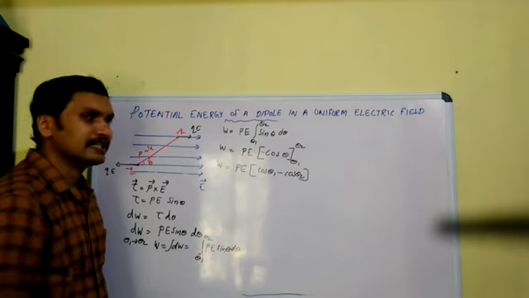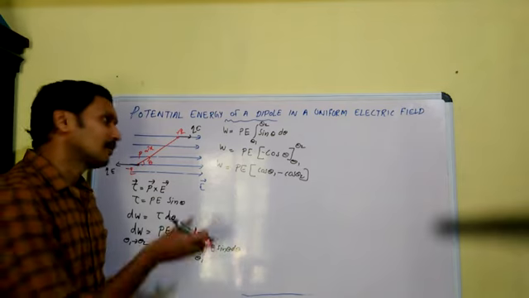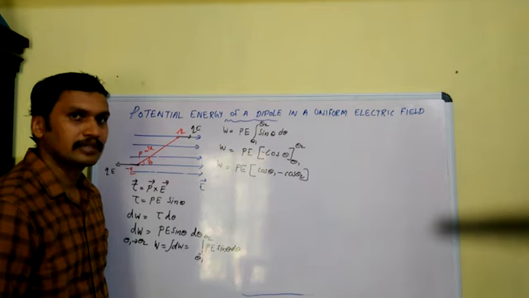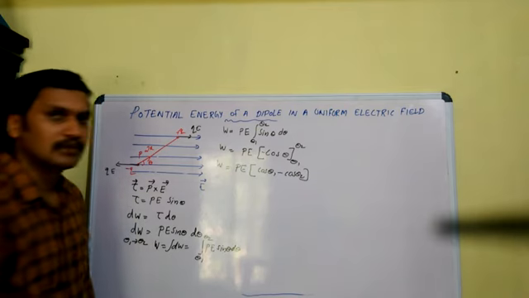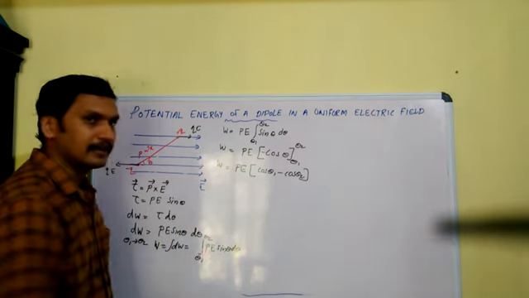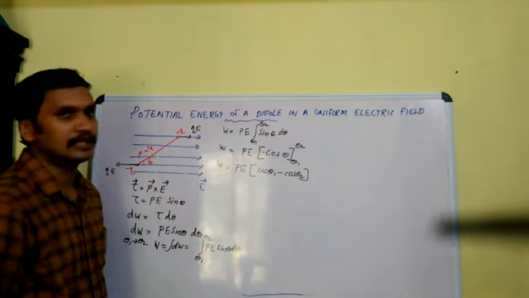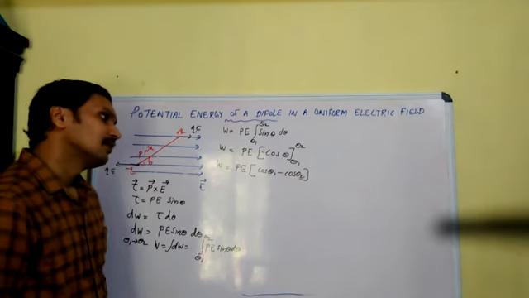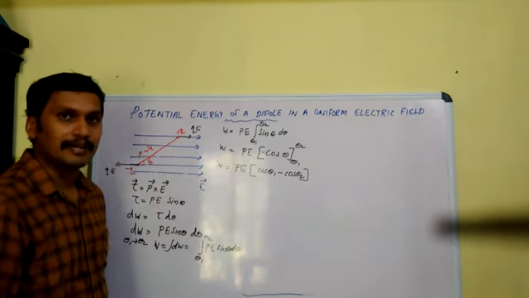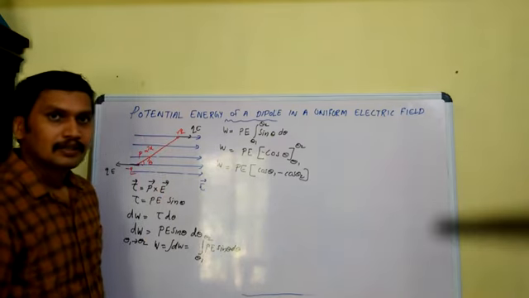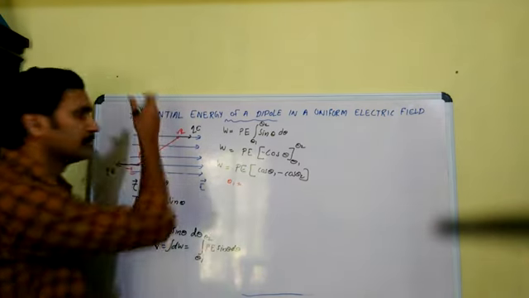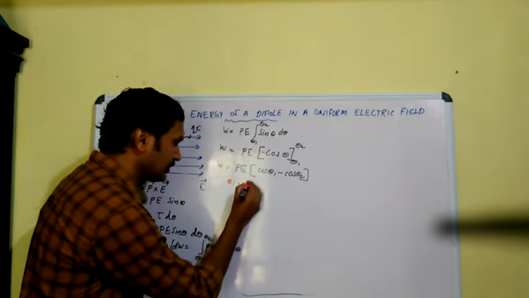Usually this work is stored as potential energy. So the potential energy of the dipole will change when you turn it from an angle theta 1 to theta 2. This equation can be used to calculate the change in potential energy when turning the dipole from theta 1 to theta 2. If you want to calculate the potential energy at a particular alignment, suppose initially the dipole is perpendicular to the uniform electric field, that is, you take theta 1 equal to 90 degrees.